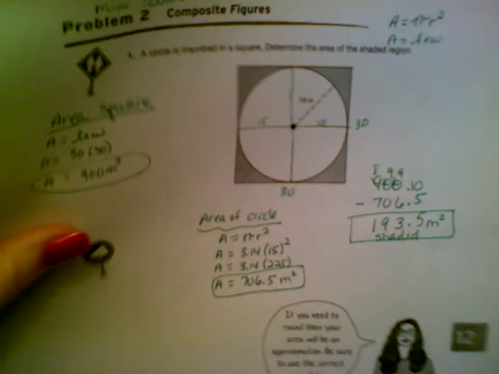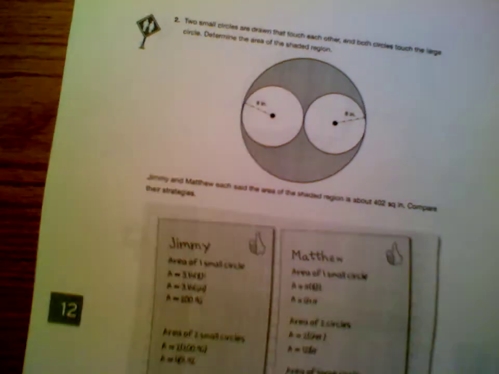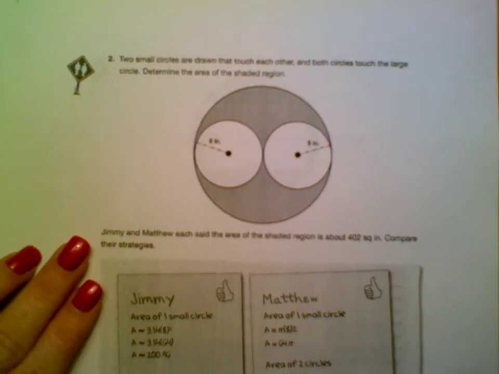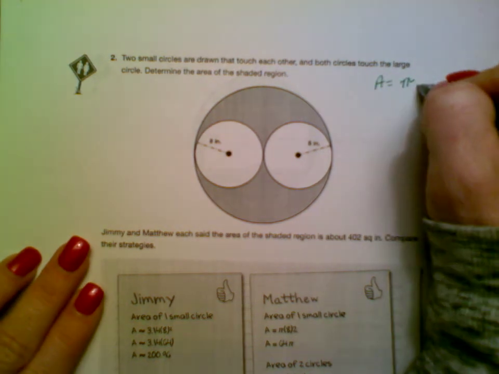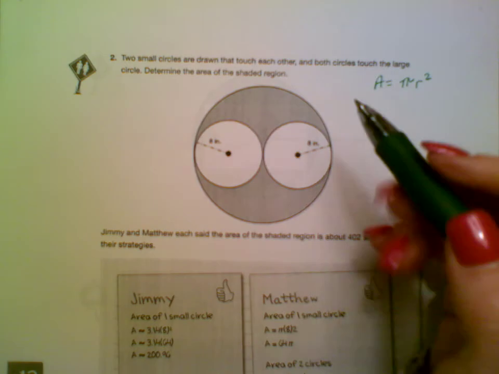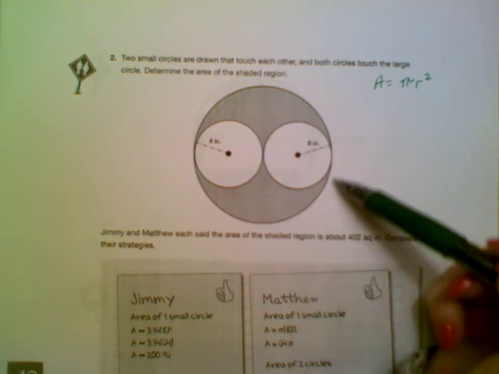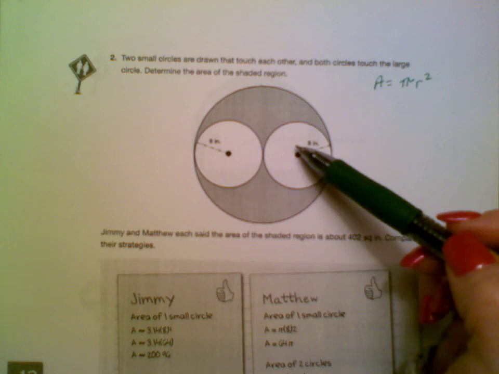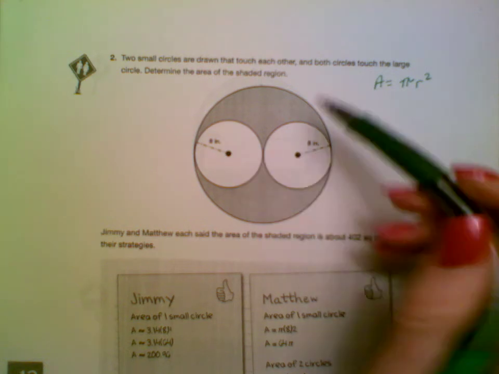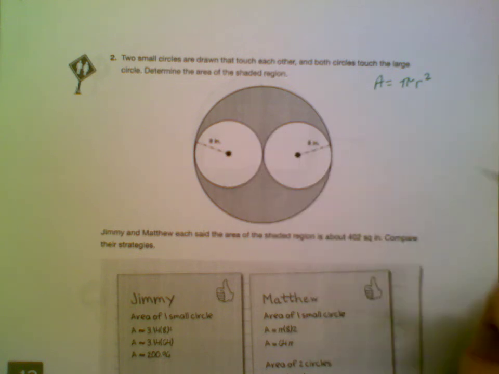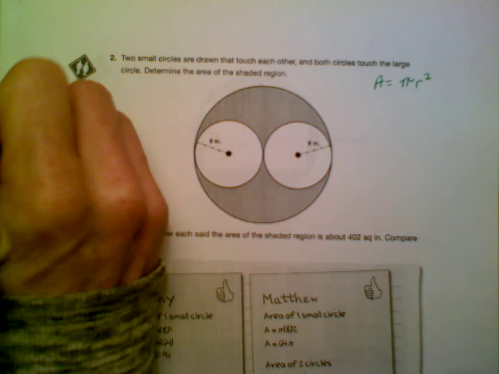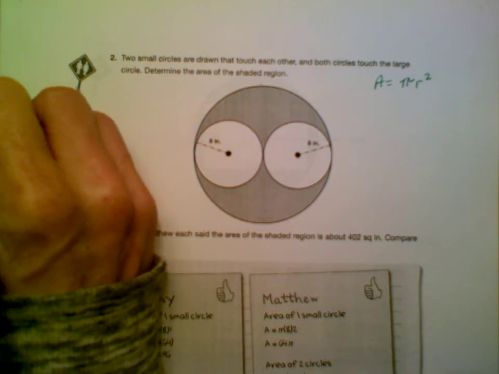Okay, let's look at another figure. I have lots of circles. So again, area equals pi r squared. If I find the area of the big circle, and then I find the area of the two small circles, I can subtract these two out, and that should give me all the shaded. Now I see these are the same. So I'm first going to find the area of the small circles.